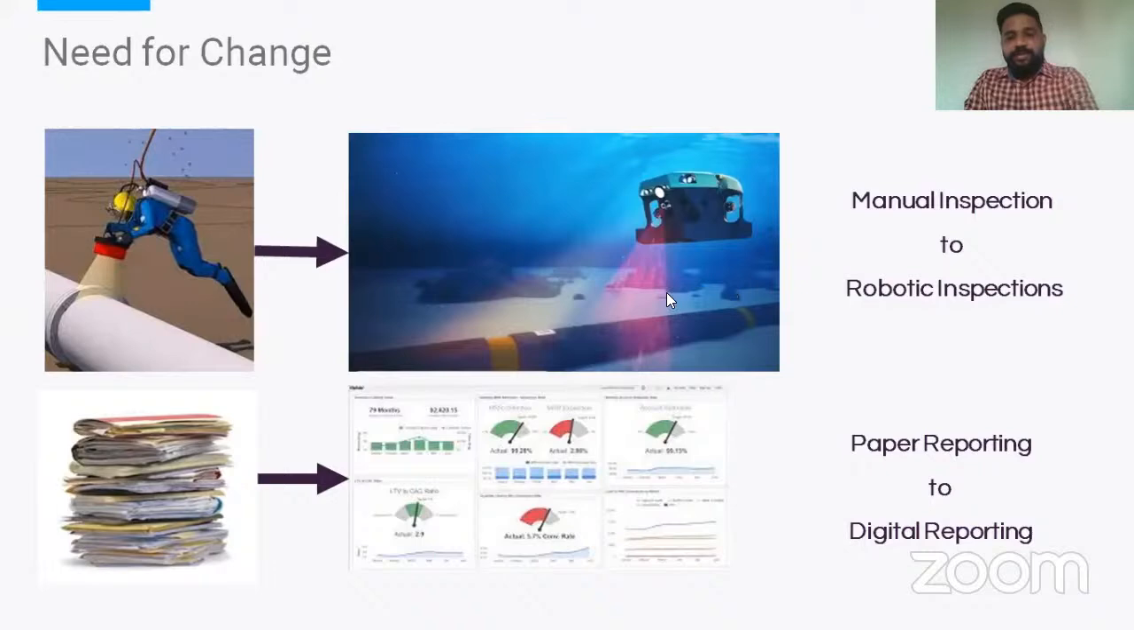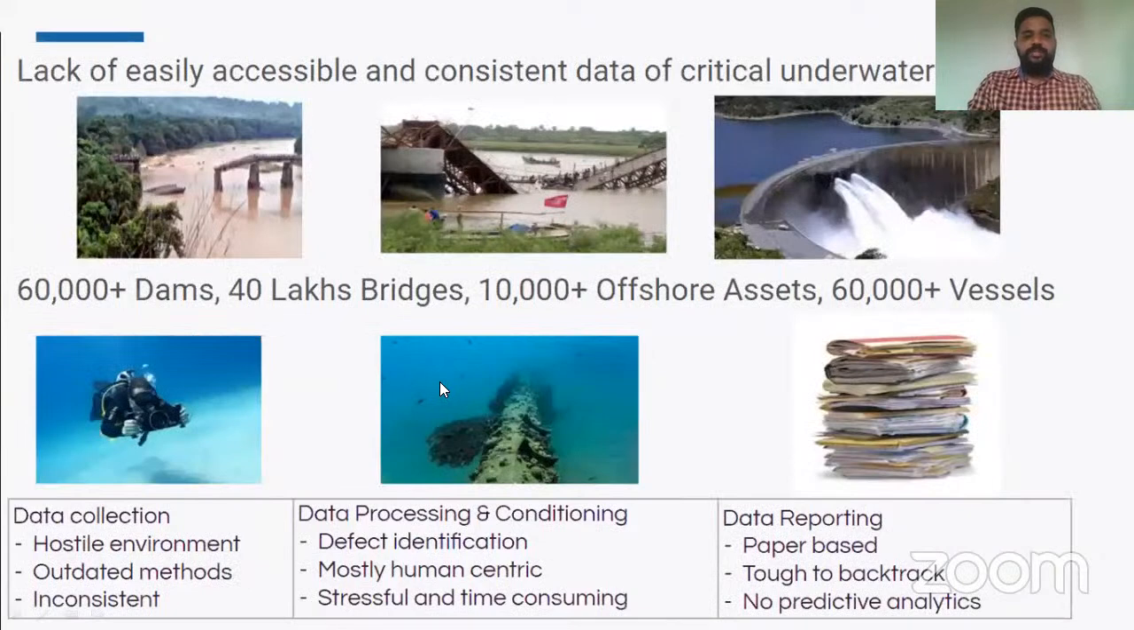Coming to this, there are around 60,000 plus dams in the world, more than 40 lakh bridges, 10,000 plus offshore assets, and 60,000 plus vessels around the world. All these need periodic underwater inspection for the safety of the system, to check the structural integrity. All of these have to be periodically checked, and for this, various underwater inspection requirements are to be carried out.